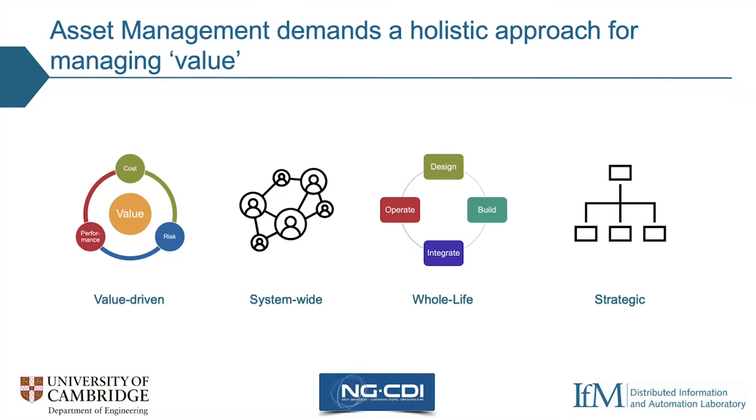So what does value actually mean? If you look at the first picture in this slide, it's really the combination of three different things. It's a combination of the cost that you incur in intervening in your assets in the different interventions that you take. Interventions could range from repair to maintenance to replacement, overhaul, complete renewal, and so on. So there's a cost of doing that.